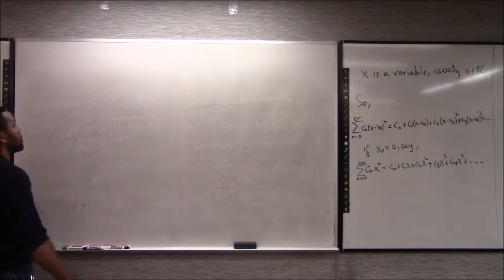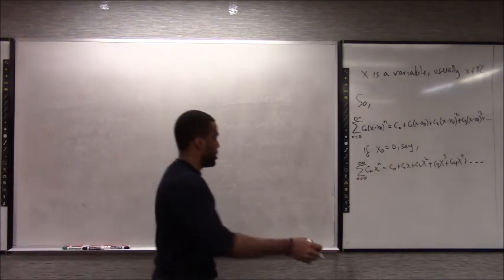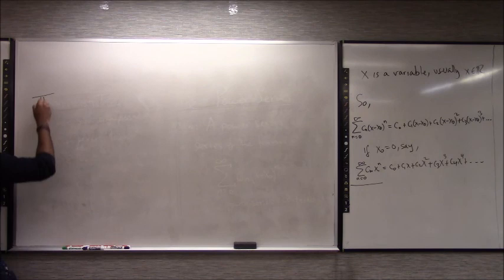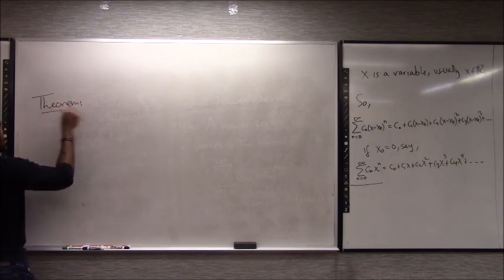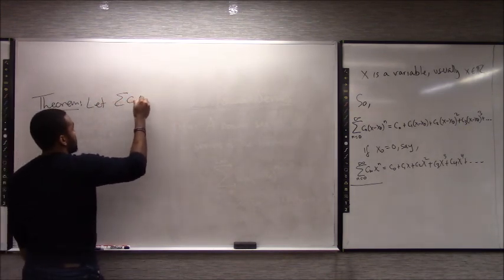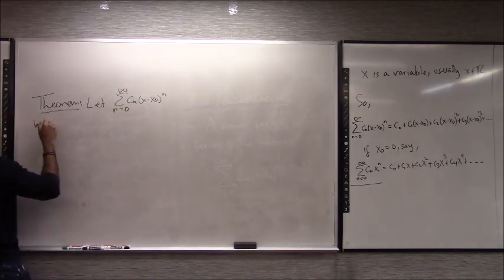Now, do I do an example here, or do I want to actually talk a little bit more about the power series? Let's do some more definitions and then I'll do an example. I'm going to give you a theorem first and then talk about this. Theorem. Let the sum of Cn (x minus x naught) to the n, n equals 0 to infinity, be any power series.